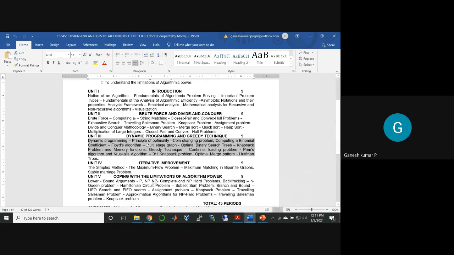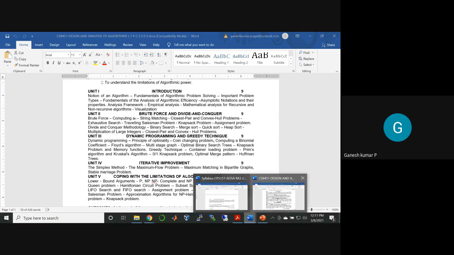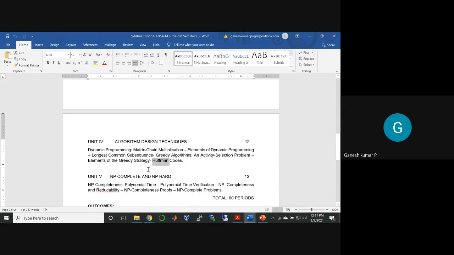In the UG syllabus under dynamic programming, you have the principle of optimality, coin changing problem, binomial coefficient, Floyd's algorithm, multistage graph, optimal binary search tree. The problem list goes on. As well as for the greedy technique: container loading problem, Prim's, Kruskal's, 0/1 knapsack. The problem list goes on. But what is there at the PG level? Just two techniques, and under each technique two problems.